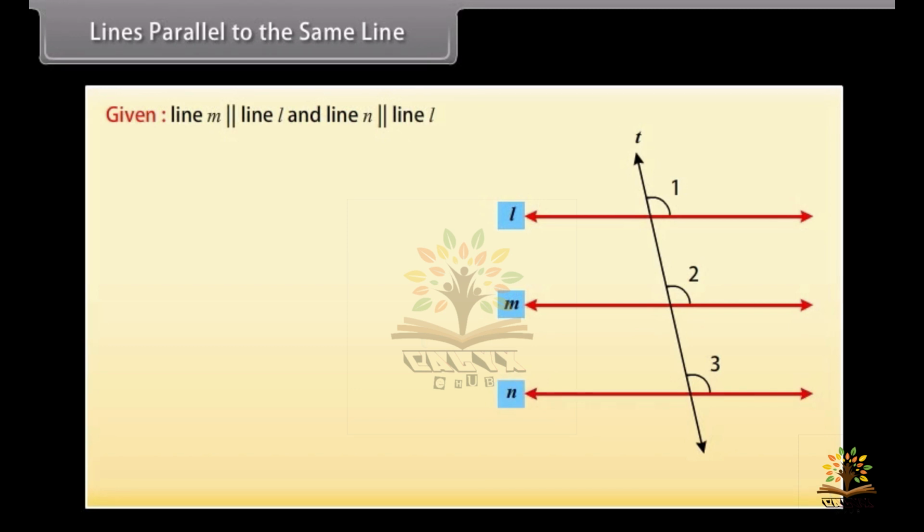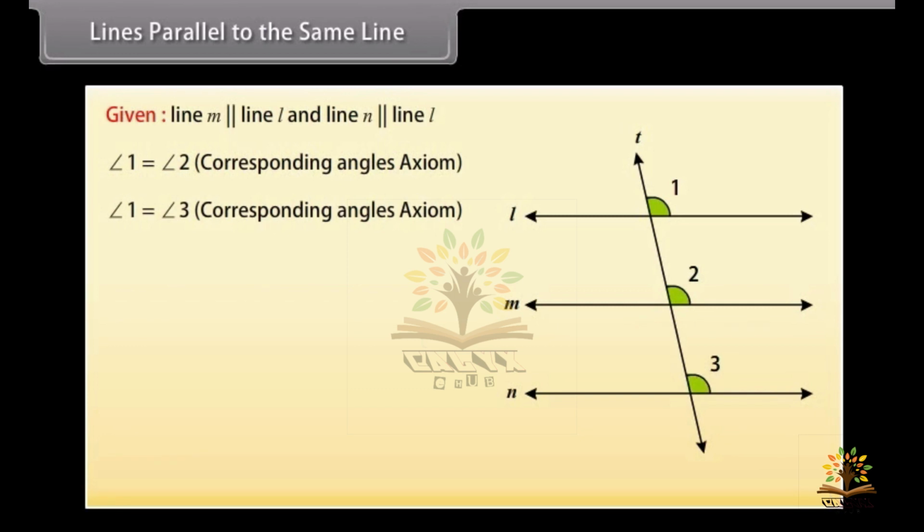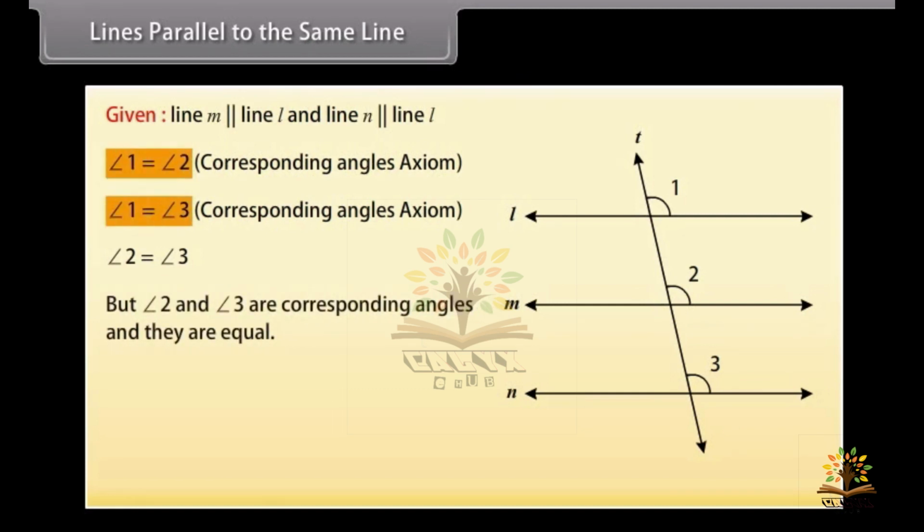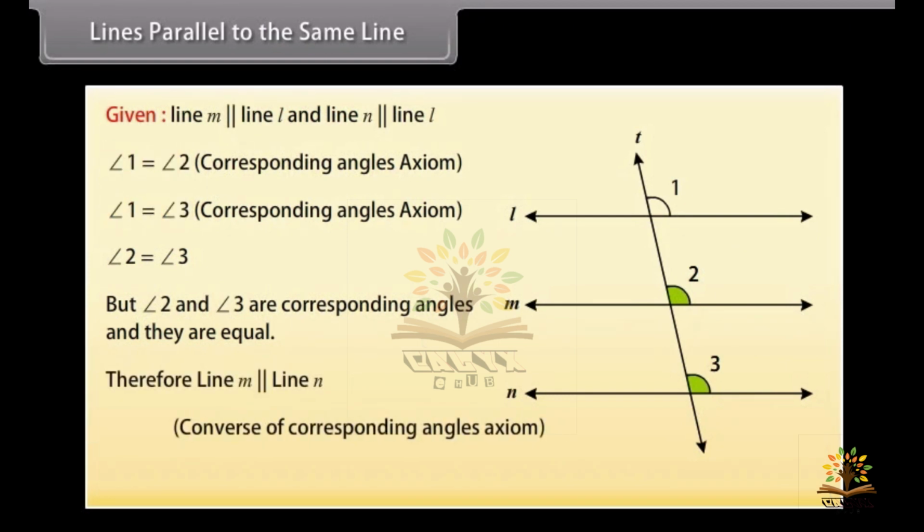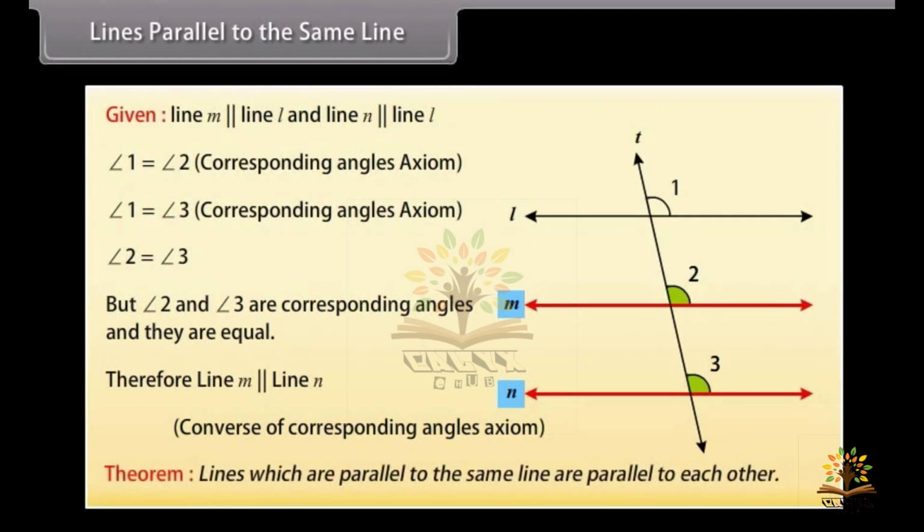Therefore, by using the corresponding angles axiom, we can say that angle 1 is equal to angle 2 and angle 1 is equal to angle 3. So from these two we can say that angle 2 is equal to angle 3. But angle 2 and angle 3 are corresponding angles and they are equal. Therefore, by using the converse of the corresponding angles axiom, we can say that line m is parallel to line n. And this result can also be stated in the form of a theorem. Lines which are parallel to the same line are parallel to each other.